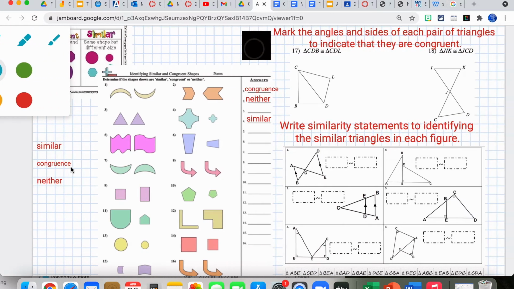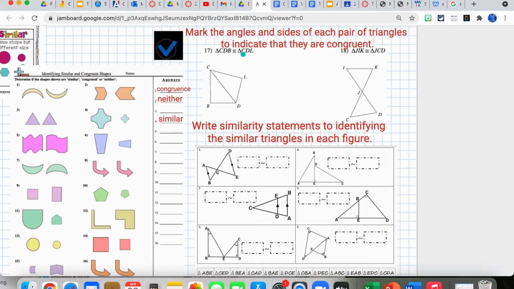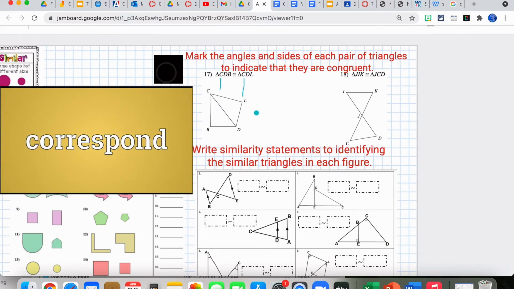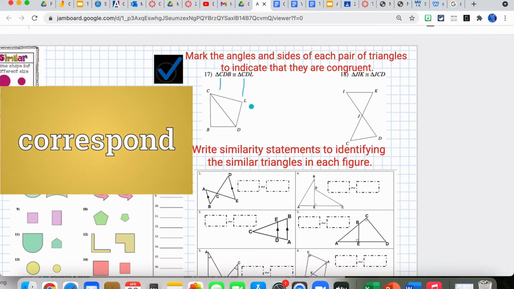I will use the blue. Let's go ahead and mark the angle first. You can mark the side first, it doesn't matter. Remember, the statements are always corresponding. So we have the letter C in the CDB, and CDB is going to be this triangle. That is going to be corresponding to the letter C over here in the CDL, which is the triangle on the right hand side.